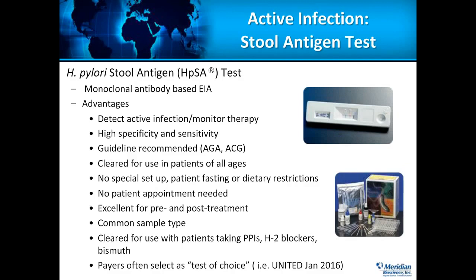It is very highly sensitive and specific, both for the initial diagnosis of H. pylori and for post-treatment confirmation of eradication. When it is clinically necessary or desirable, the test can be administered in the setting of ongoing PPI and H2 blocker use. It is not affected, in fact, by bismuth and H2 blockers. Because of all of these features, because of the ease of administration, cost effectiveness, and high sensitivity and specificity, many payers select it as the test of choice.